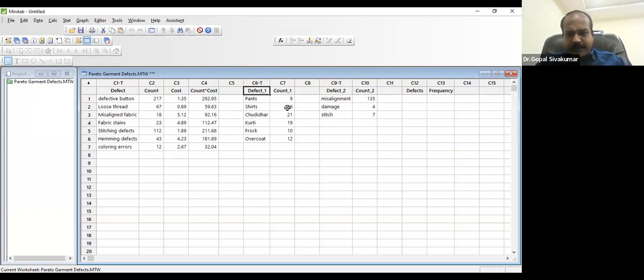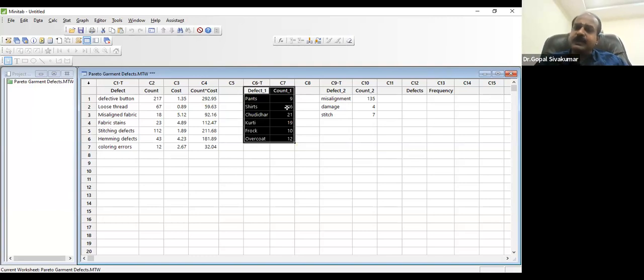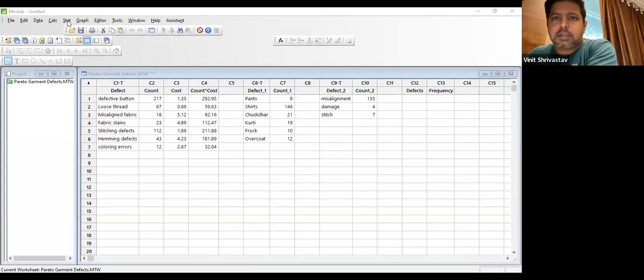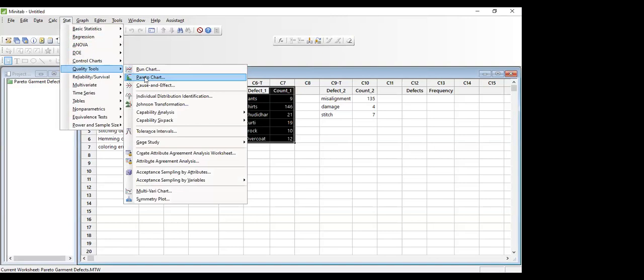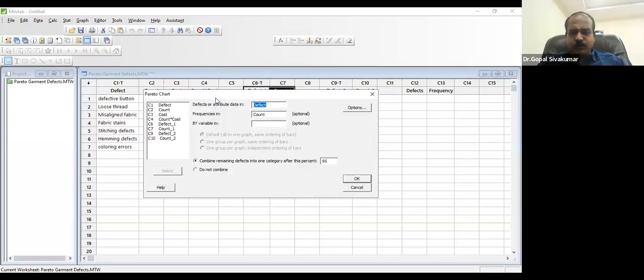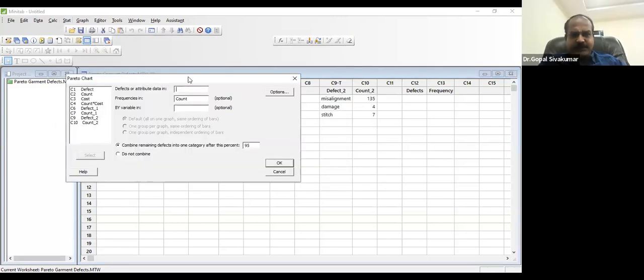Now I want a Pareto for this. This is called subdivision Pareto. 217 is subdivided, and so the new Pareto that is coming up is called subdivision Pareto. You can also call it stratified Pareto. Now how to do it? Can you tell me, one of you? I should go to Stats, Quality Tools, Pareto. Now which column contains the defect?